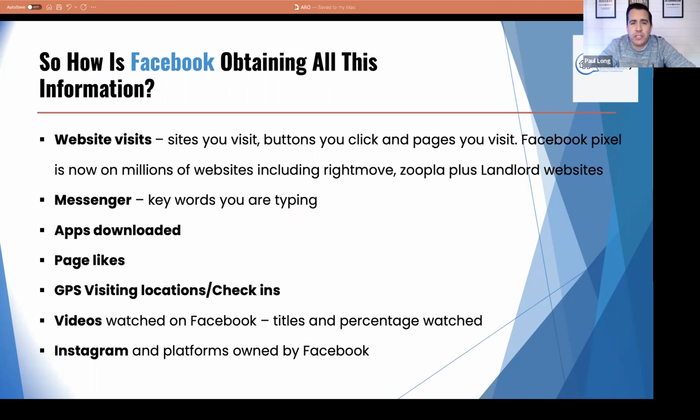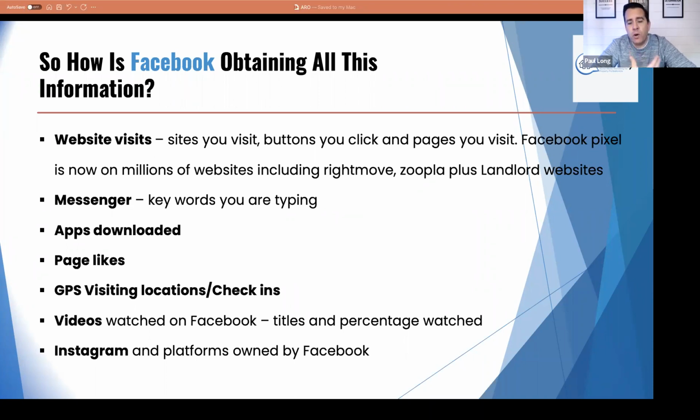Videos you're watching on Facebook, that's a big one. Facebook obviously has millions, if not billions, of videos on the platform now. They all have titles, they all have tags against them, but also Facebook's looking at the amount that you're watching. So it can work out if you're interested in a certain topic by the percentage of the video you're watching.